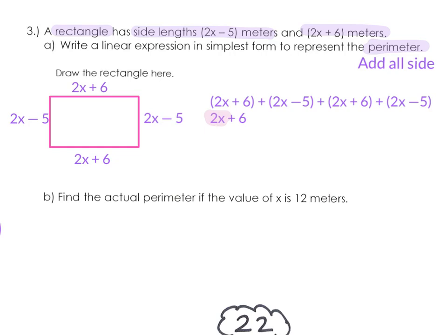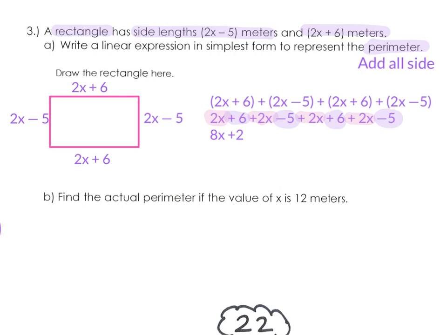I see a 2x plus a 2x plus another 2x plus another 2x. So when I add those all together, I end up with 8x. And then I'm looking for my constants. I see a plus 6 minus 5 plus 6 minus 5. So when I do all that, 6 minus 5 plus 6 minus 5, we can put that all in our calculator. We end up with plus 2.